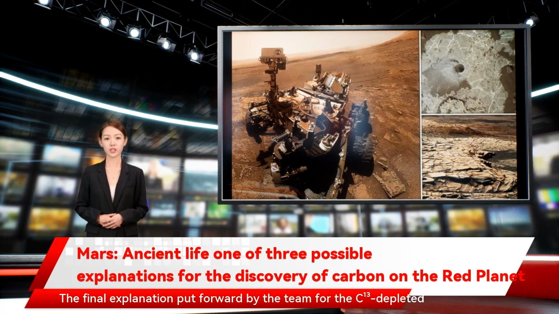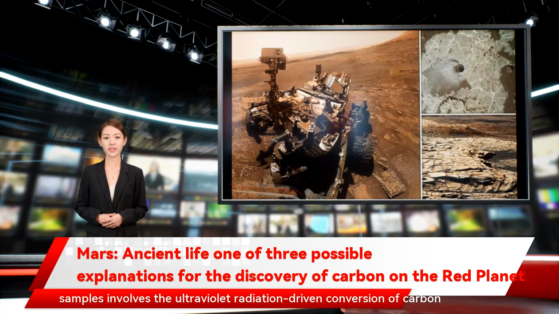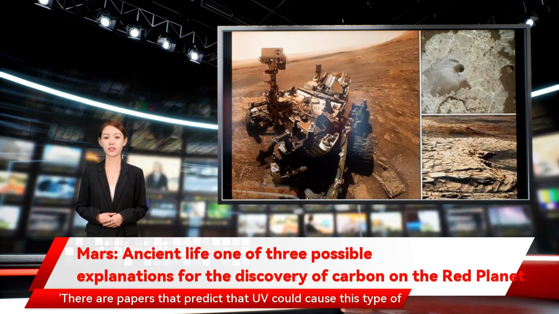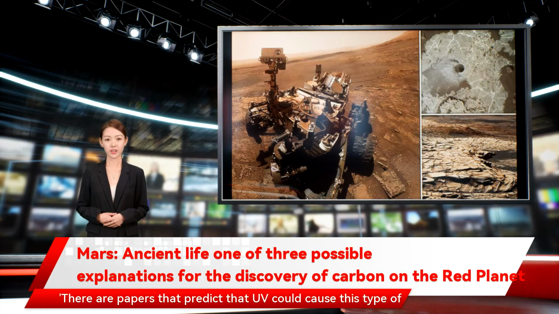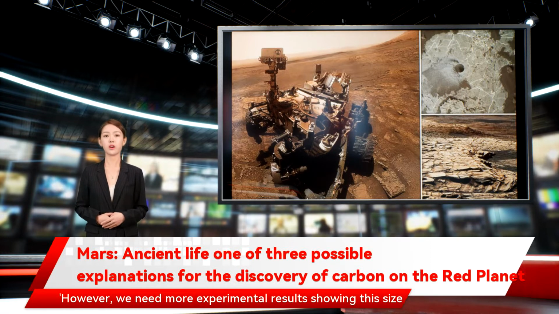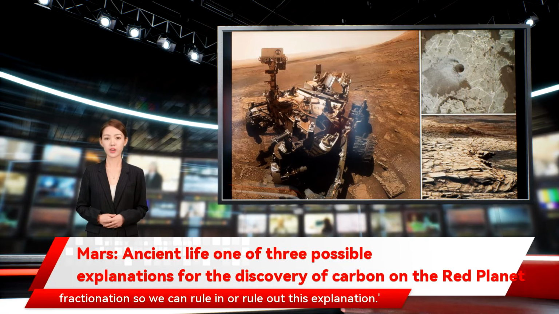The final explanation put forward by the team for the C-13 depleted samples involves the ultraviolet radiation-driven conversion of carbon dioxide into compounds like formaldehyde. There are papers that predict that UV could cause this type of fractionation, Professor House explained. However, we need more experimental results showing this size fractionation so we can rule in or rule out this explanation.